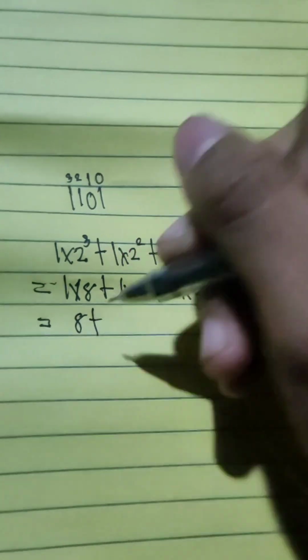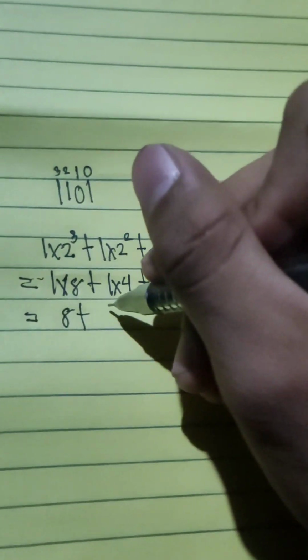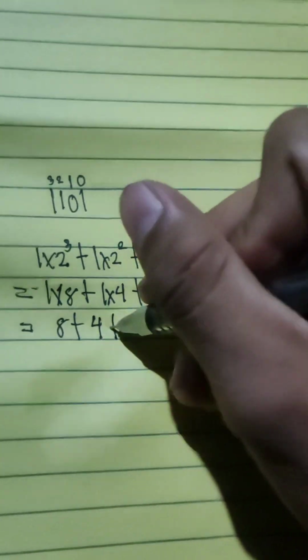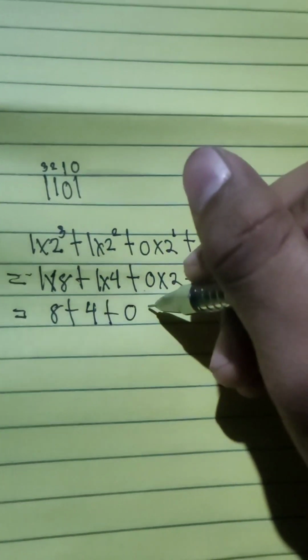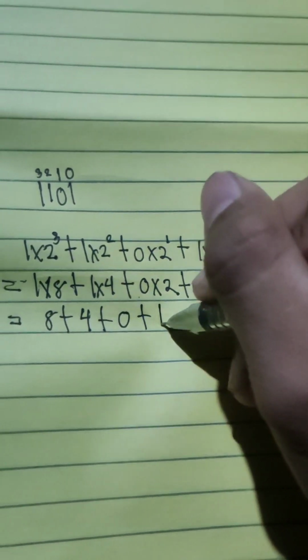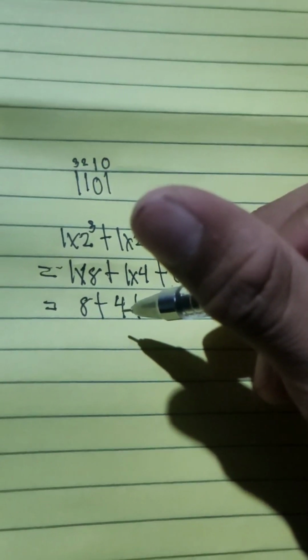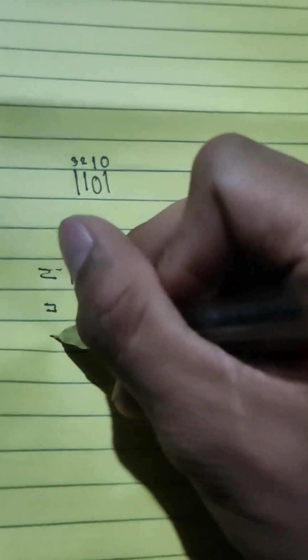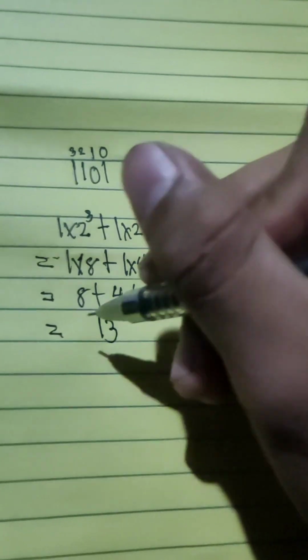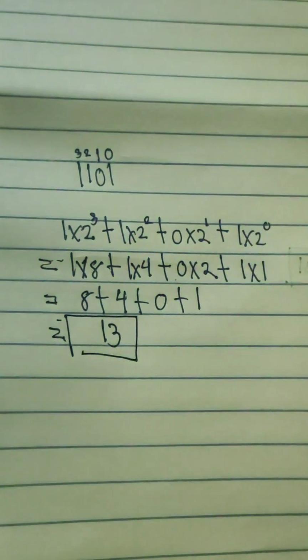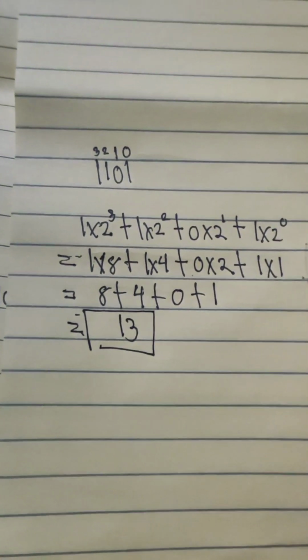Then simplify it again. 1 times 8 is equal to 8. 1 times 4 is 4. Then 0 times 2 is 0. Plus 1 times 1 is 1. Then simplify it again. 8 plus 4 is 12. Plus 1 is 13. So, the binary number 1101, if we convert it to decimal, the answer will be 13. And now, we proceed to computation of binary.